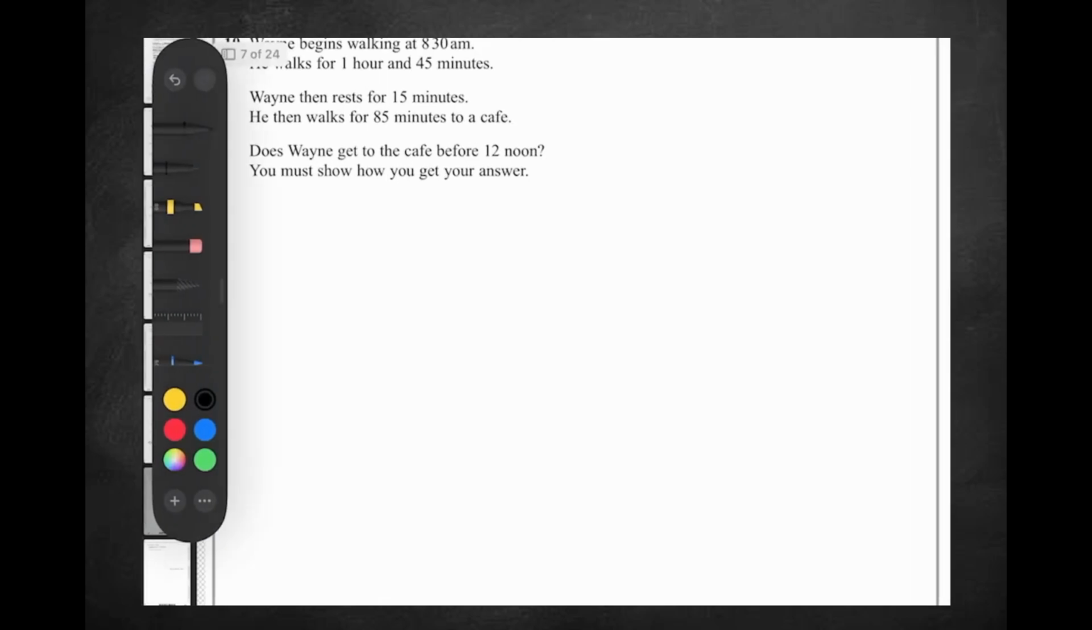So, you'll start at 8:30. Then 1 hour 45 will take him through to 9:30 and then 10:15. And then we'll put rest. And we'll say he rests for 15 minutes to 10:30. He then walks for 85 minutes to the cafe.